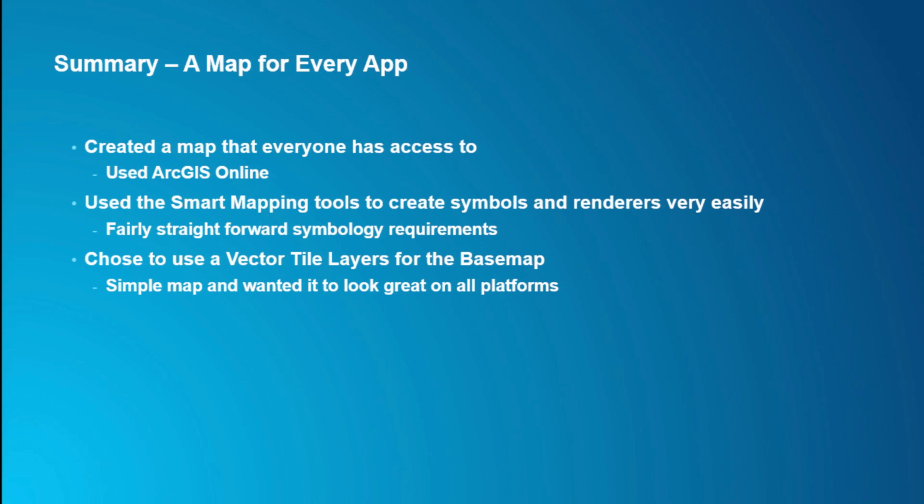Any device, doesn't matter. So he used ArcGIS Online to create the map because one, he had fairly simple symbology requirements. He just needed to show the graffiti. So he doesn't really need to do anything more than that, and the smart mapping tools make it really easy to do that. And he chose to use a vector tile layer for the base map, and the reason was because he wants it to look great on all platforms.